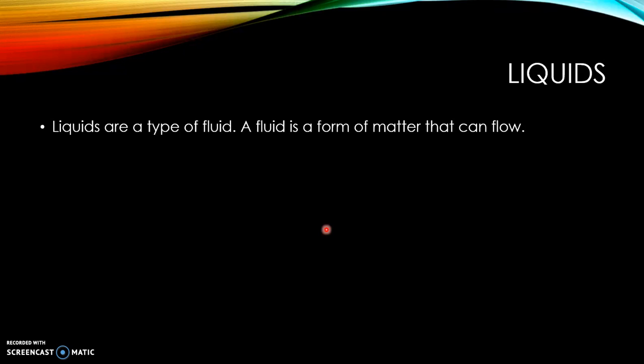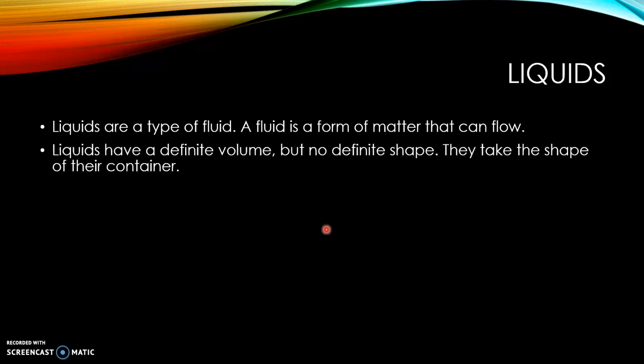Liquids are a little different. Liquids are a type of fluid, and a fluid is a form of matter that can flow. So a solid was not a fluid because the matter can't flow. Those particles can't move around each other. Liquids have a definite volume but no definite shape. They take the shape of their container.